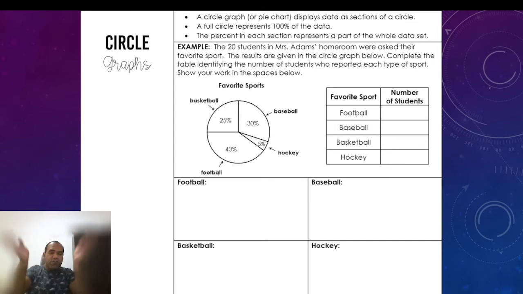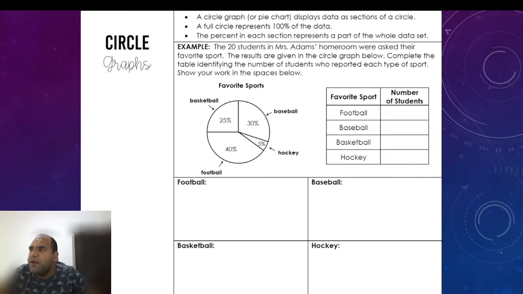We have a full circle. The circle represents all the data, 100%, and the section, like a part of the pie, remember, or a slice of the pizza, okay? This graph is also called a pizza graph. The circle graph, we have a part of it. We need to figure out what part of the graph we're talking about. Here, the percent in each section represents a part of the whole data set, okay?